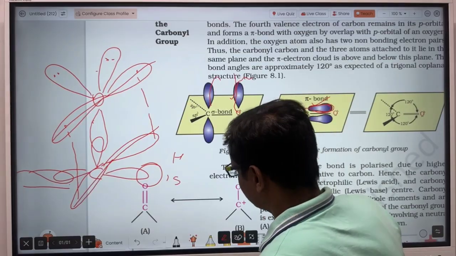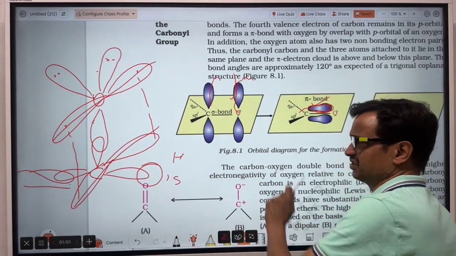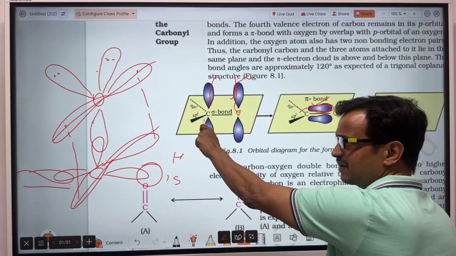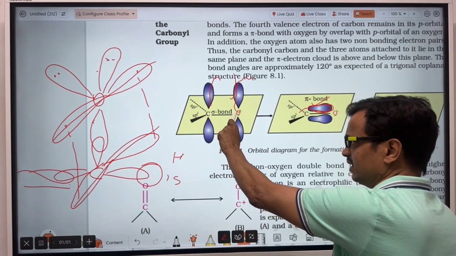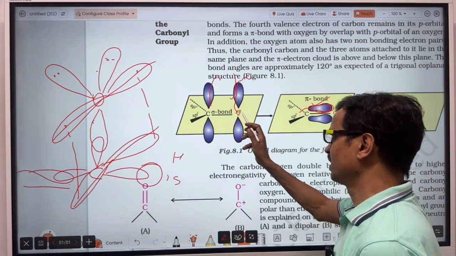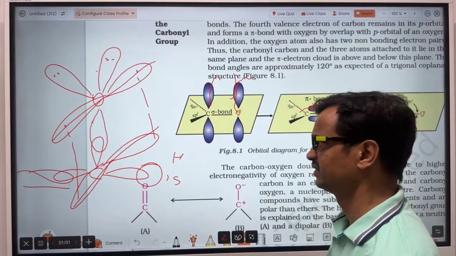Now consider this carbon. This carbon is forming a sigma bond with this oxygen. One sp2 hybridized orbital of this carbon atom is head-on overlapped with the sp2 hybridized orbital of this oxygen, and there is formation of a sigma bond.